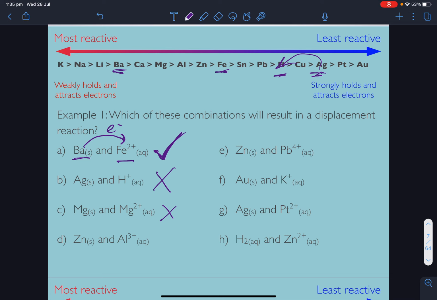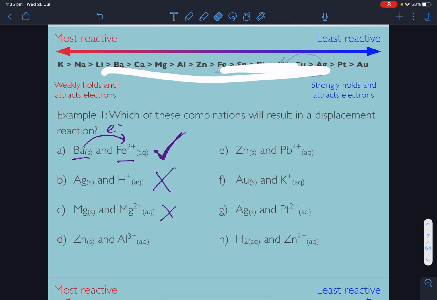Zinc and aluminium. Maybe I need to clean this up a bit. So we've got zinc up here and aluminium up here. So out of the two, zinc likes its electrons more. Zinc has already got all of its electrons, so no reaction.